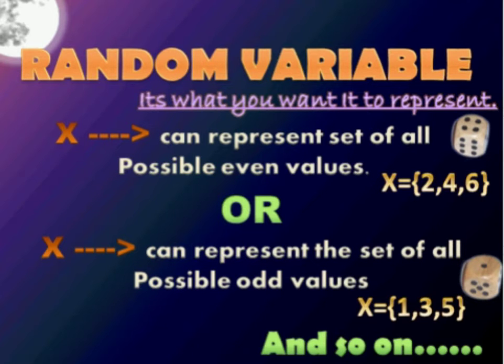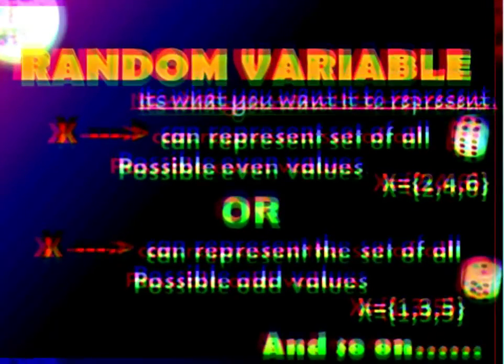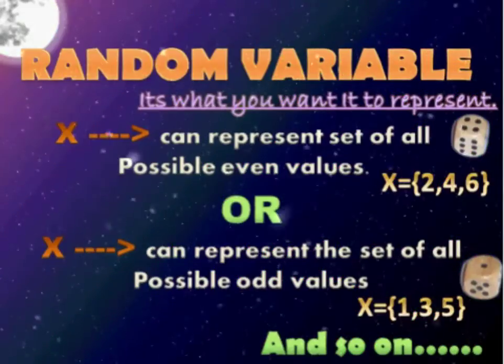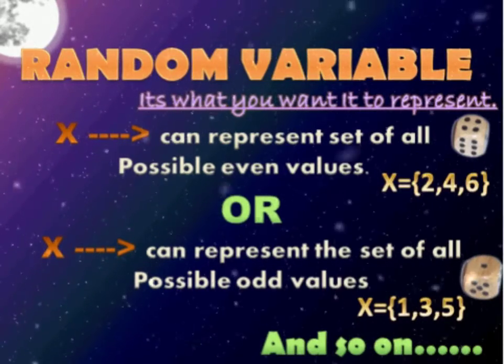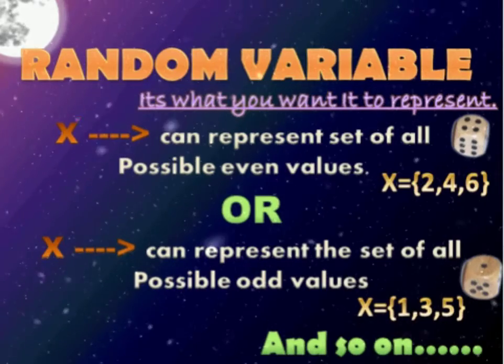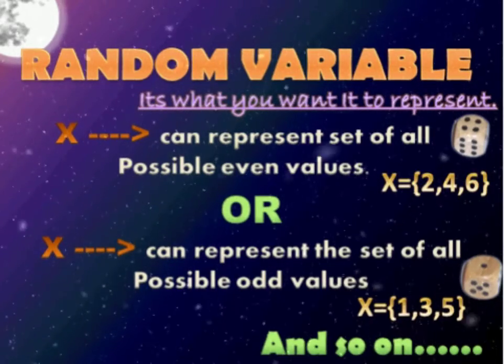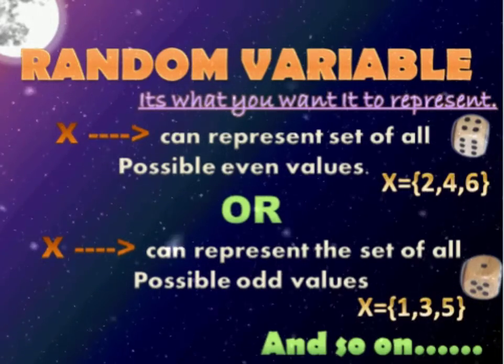If you want X to be the alphabet to represent all the possible even values, so be it. If you want another alphabet, Y, to represent all the odd values when you throw a dice, so be it. It is completely up to you what you want these random variables X and Y to represent.